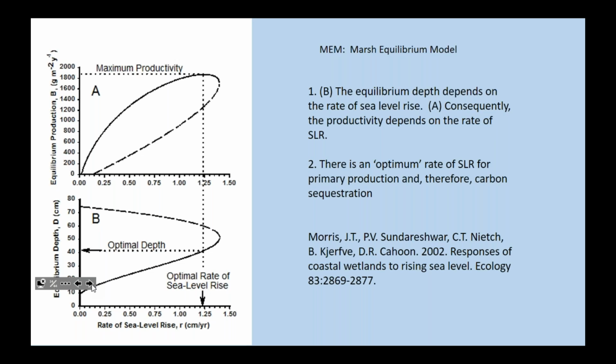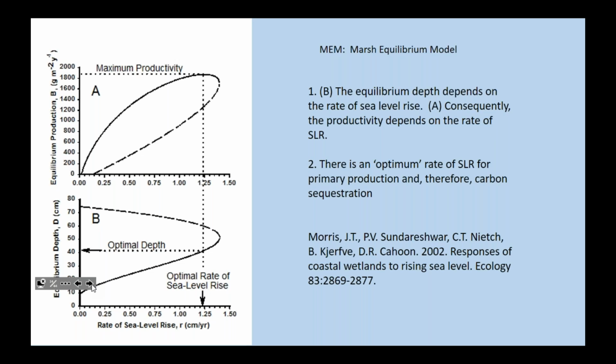You can also substitute the depth back into that biomass equation and calculate what the biomass is at these different rates of sea level rise, and you get a figure that looks like this. This is pretty neat. That's the unstable side. That's the stable side.